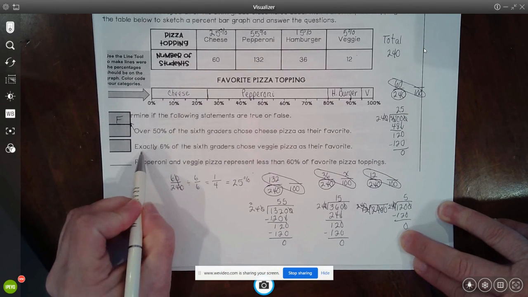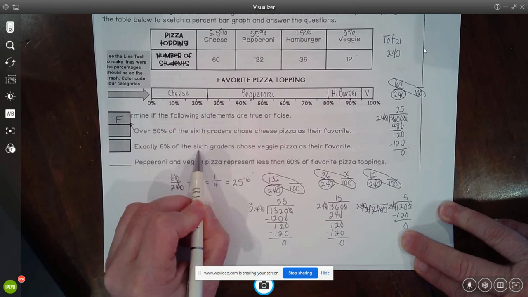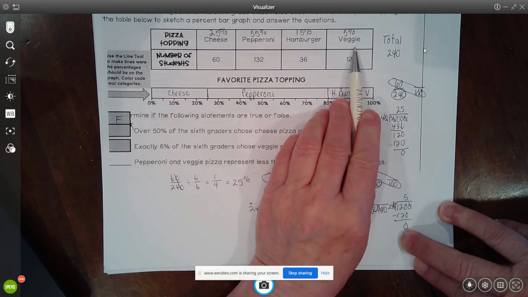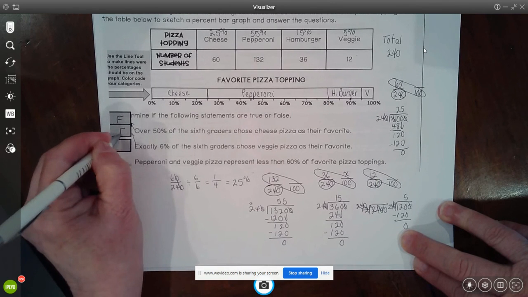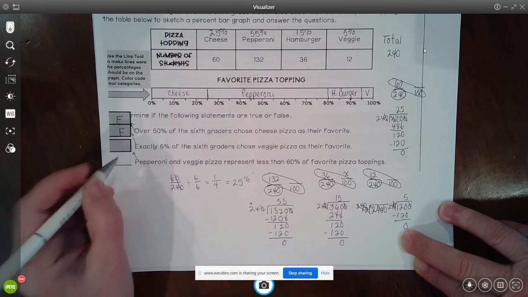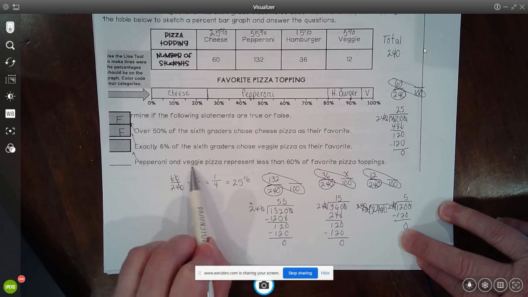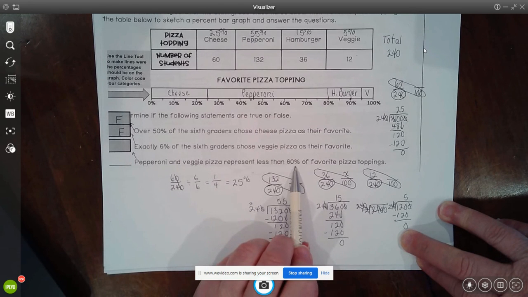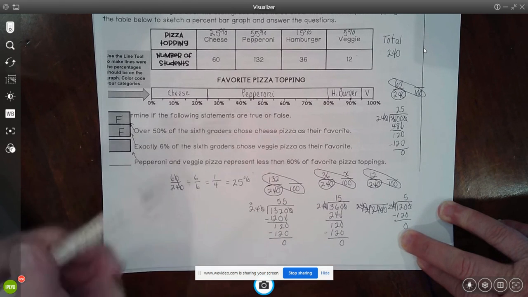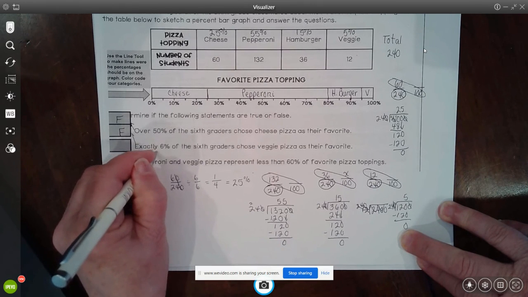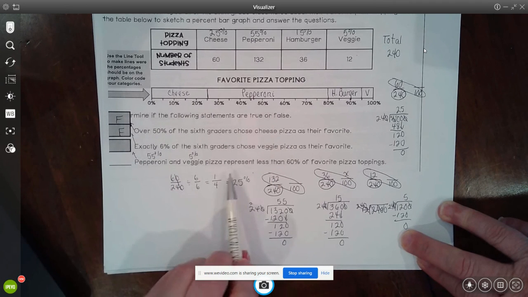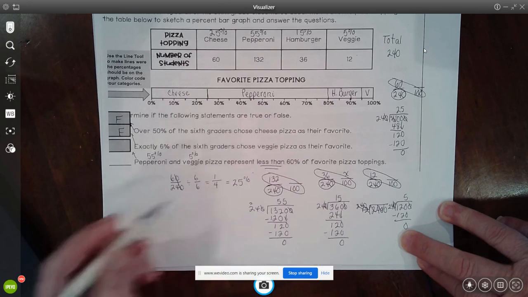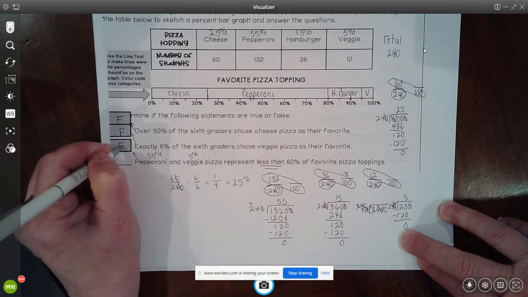The second question is exactly 6% of the sixth graders chose veggie pizza. Well, we know veggie pizza is 5%, so that would also be false. And the last one, pepperoni and veggie pizza represent less than 60% of your favorite pizza toppings. So pepperoni was 55. In fact, I sometimes like to write it above it. Veggie is 5. When I add those, I get 60%, but it says less than. So that would have to be also false.